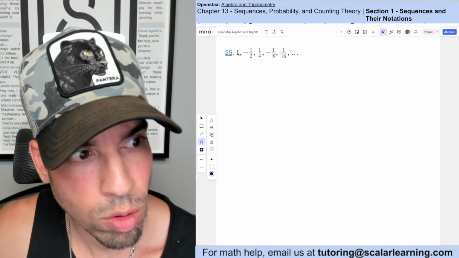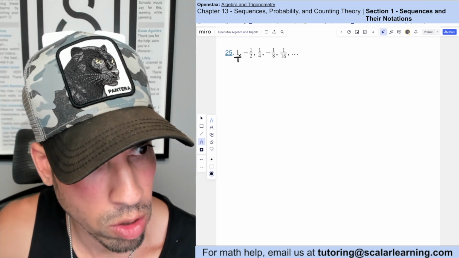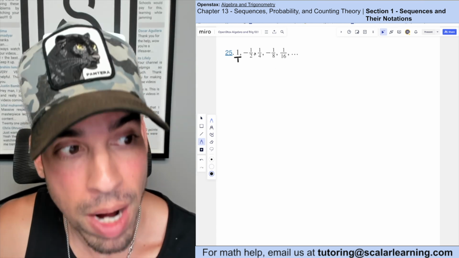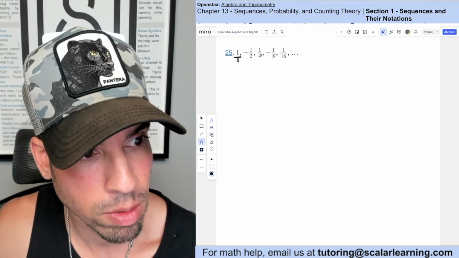Done. So for this one, we noticed that it's always 1 on the numerator. And again, I'm going to rewrite this as 1 over 1. So then we see we got 1, 2, 4, 8, 16. Again, powers of 2. And then we're alternating from positive to negative to positive to negative.